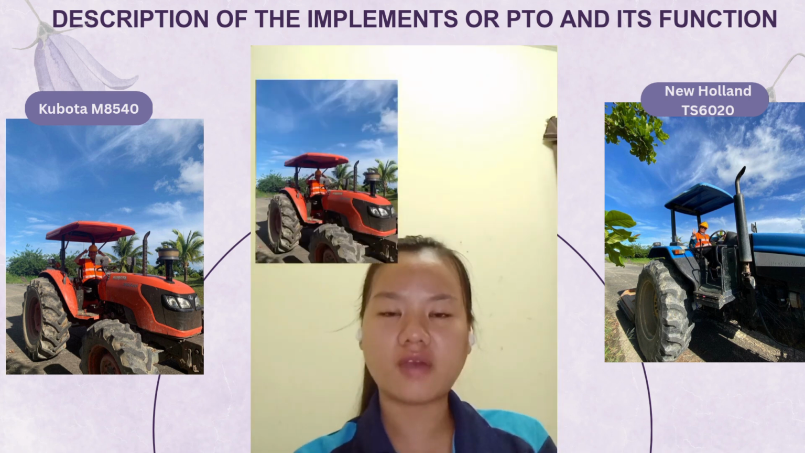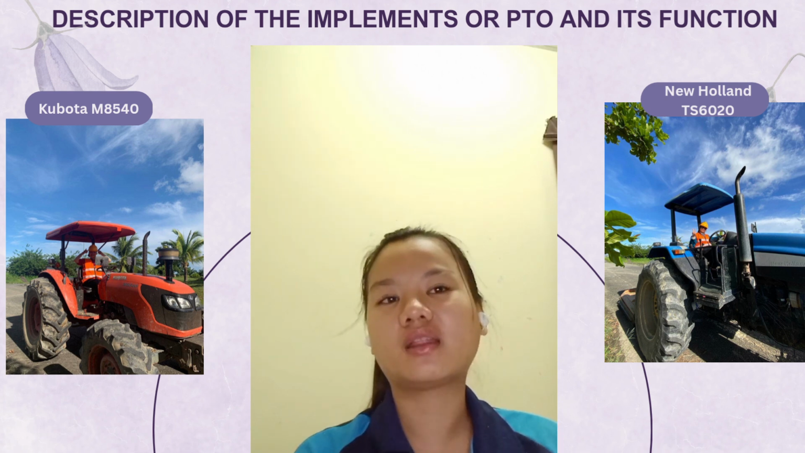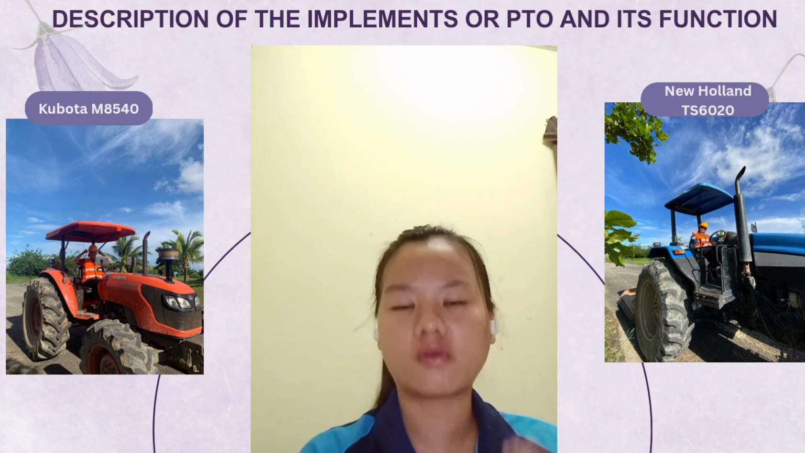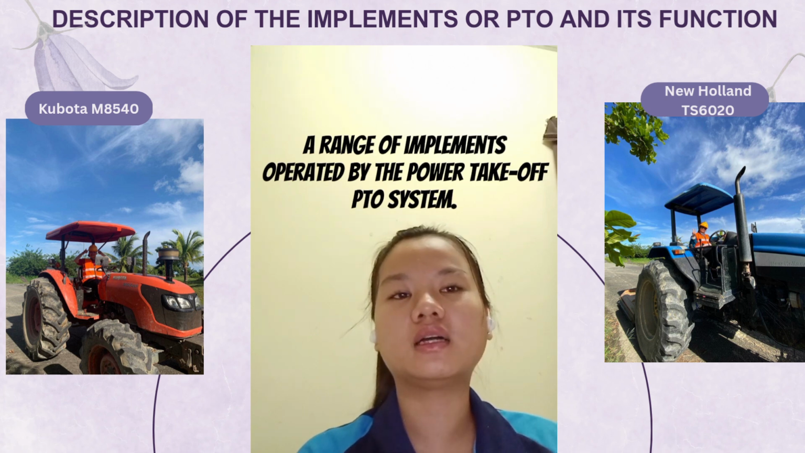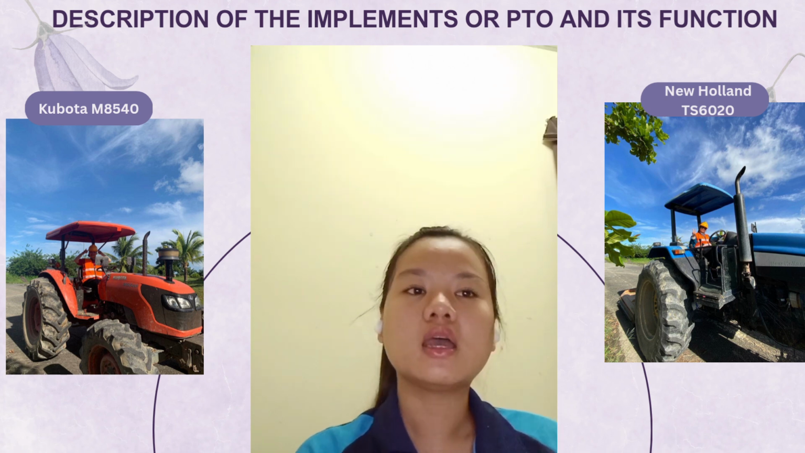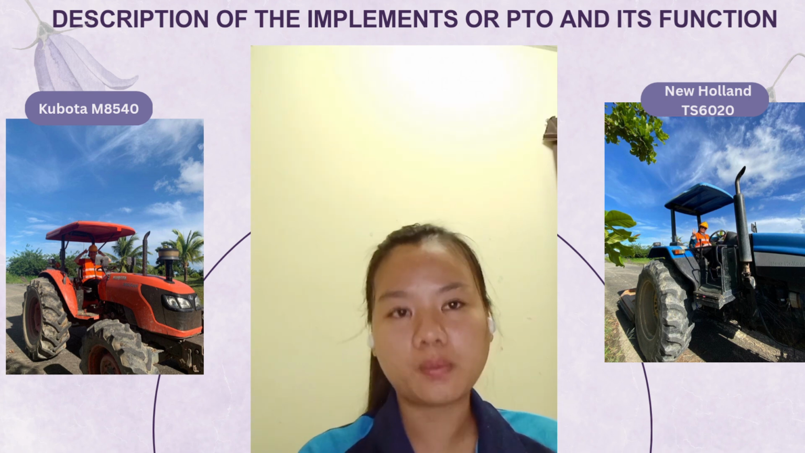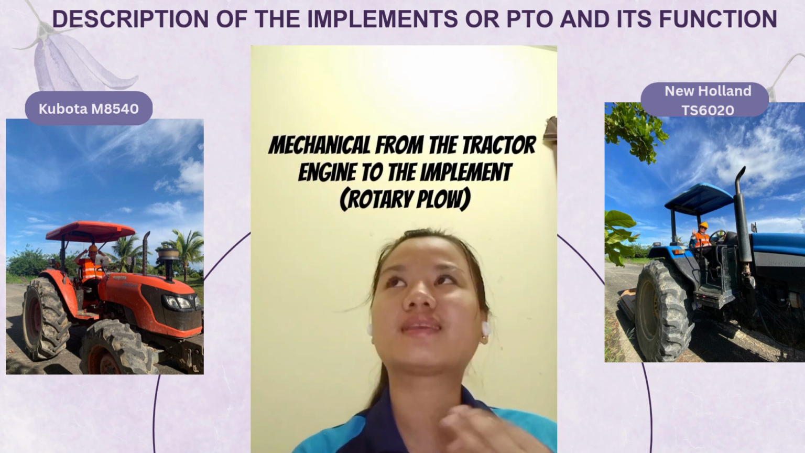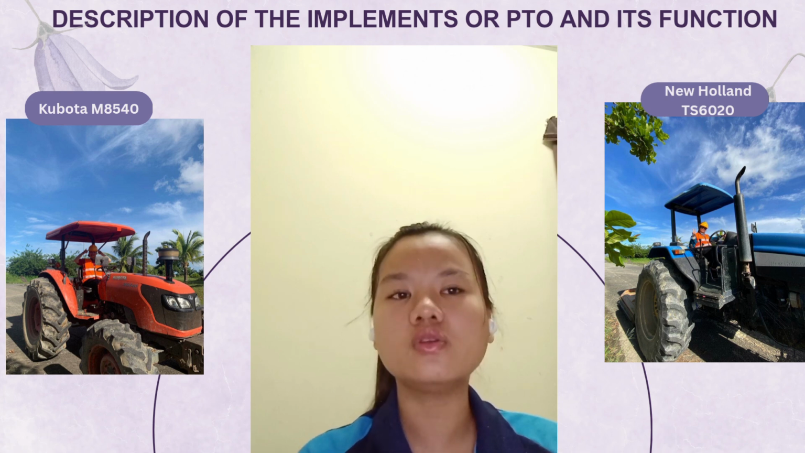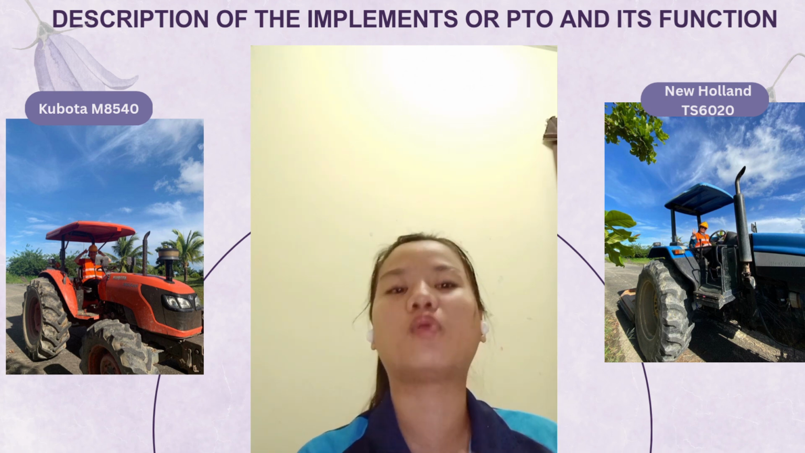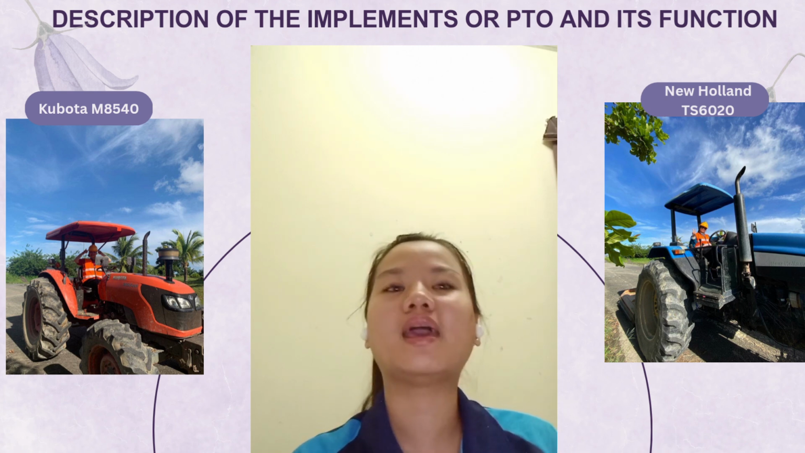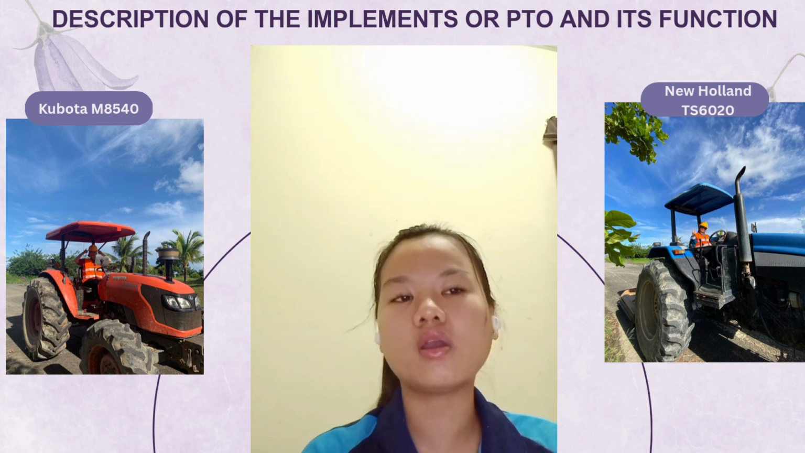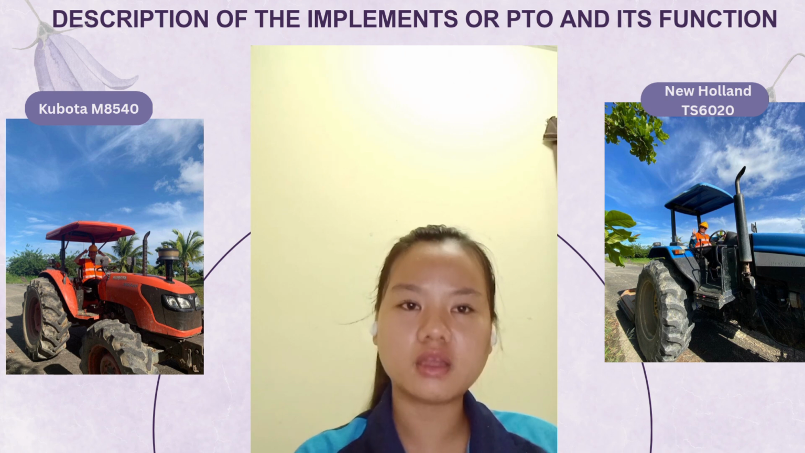The Kubota ME1540 is an 80 horsepower tractor used for medium to large scale agricultural operations. This tractor is also suitable for a range of implements operated by the power take-off, PTO, system. A rotary plow is one of the tools deployed. The PTO shaft distributes mechanical power from the tractor engine to the implement, in this case the rotary plow. A rotary plow loosens and breaks the soil more finely than a standard plow. The rotary plow can also help blend agricultural residue and fertilizer into the soil. This rotary plow is ideal for soil preparation prior to planting.